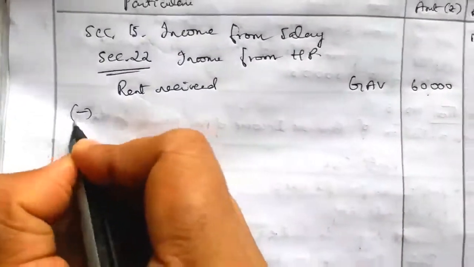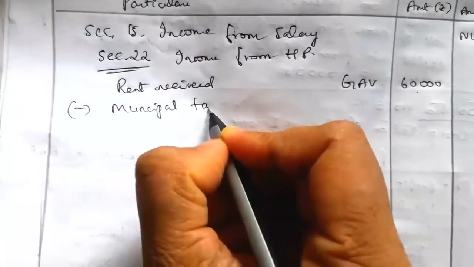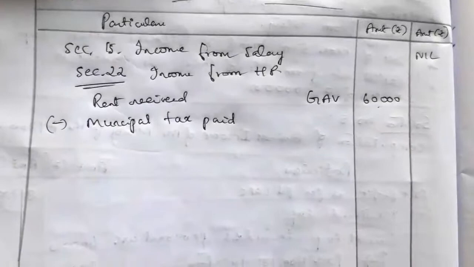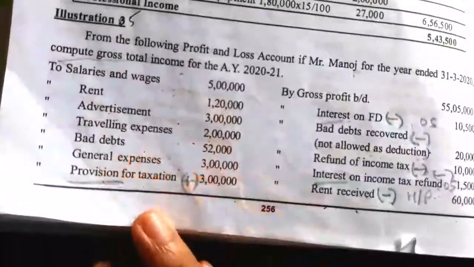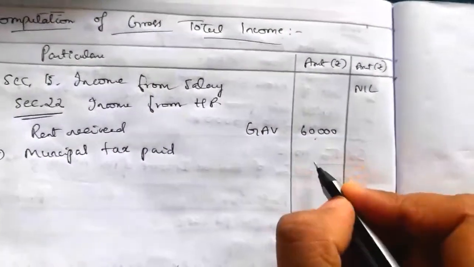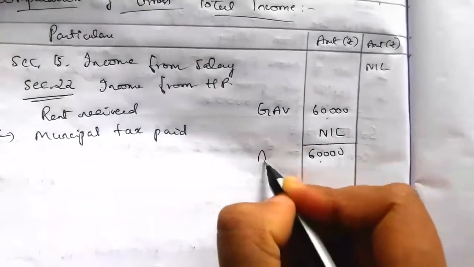From the gross annual value, an assessee can claim a deduction if he paid municipal tax on that house property. If he pays, then that is Mr. Manoj. So we have to see on the debit side of the profit and loss account whether any municipal tax paid on house property is given. There is no information about it. So the 60,000 is equal to the annual value.